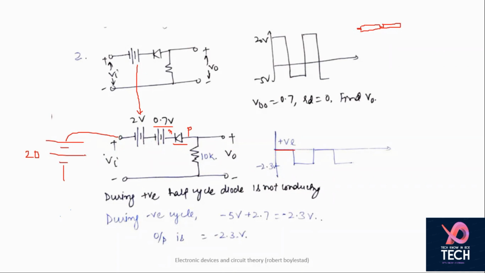Now, when it becomes negative cycle, now -5 is there. So -5 is connected to this. So now -5 is opposing these two batteries. So -5 minus 2 plus 2.7 becomes -2.3. So that is why you are getting here -2.3. So I hope now the doubt is clear.